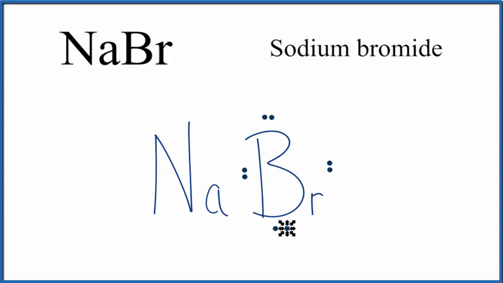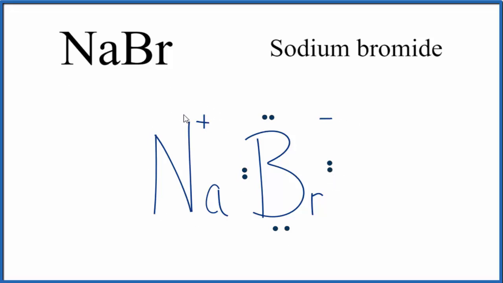It transfers this valence electron. Because of that, it has lost an electron. Electrons are negative, so the sodium has a positive charge. The bromine gained the electron. Again, electrons are negative, so now the bromine has a negative charge. The positive sodium ion and the negative bromide ion are attracted and come together, forming an ionic bond.